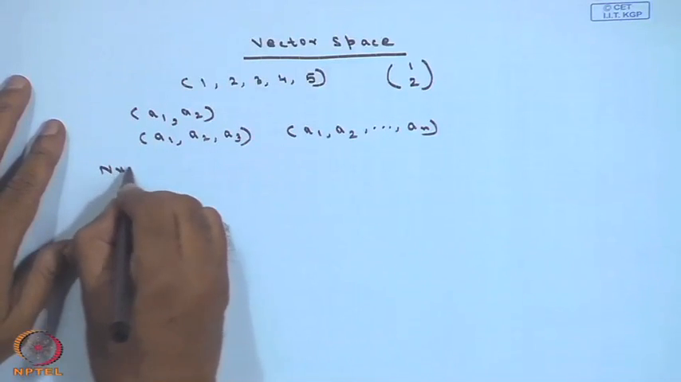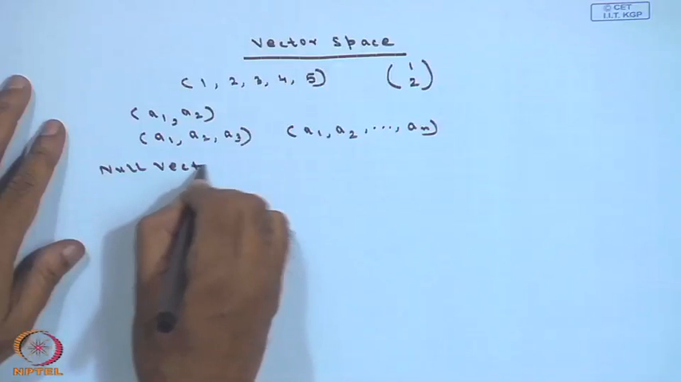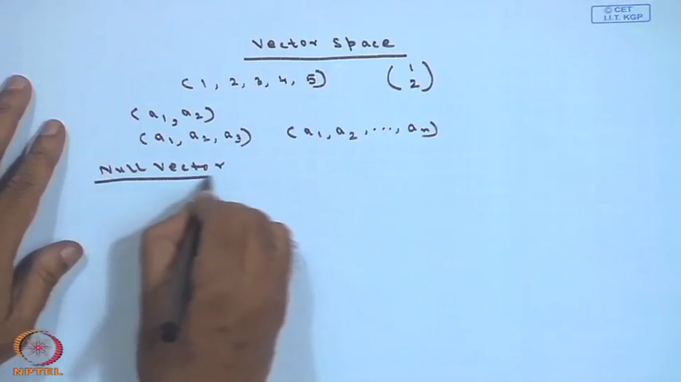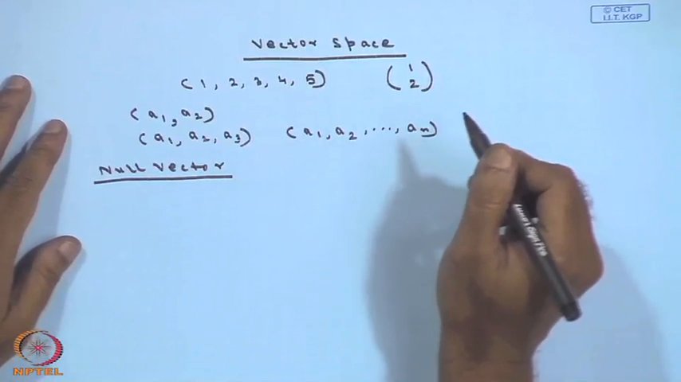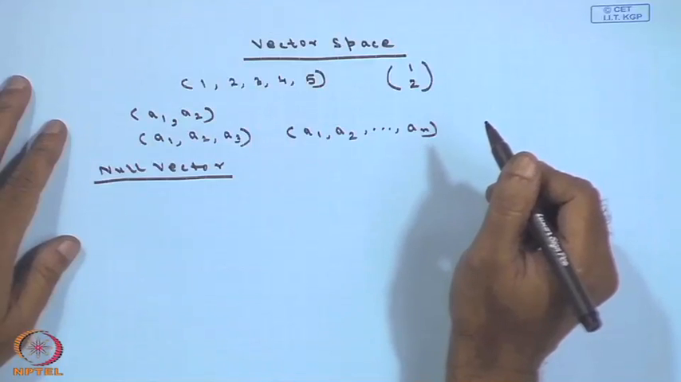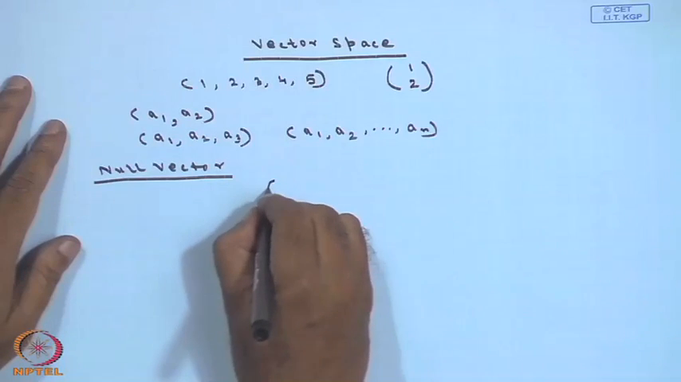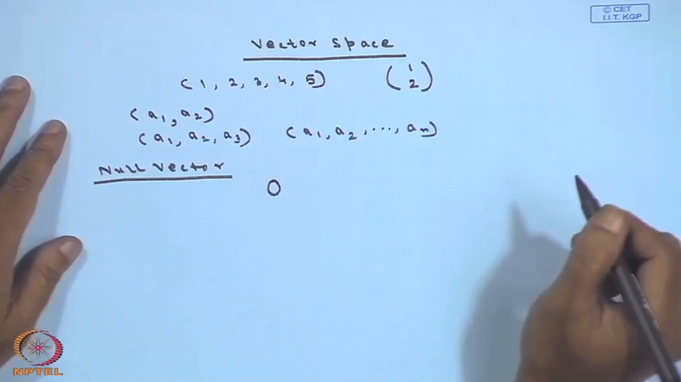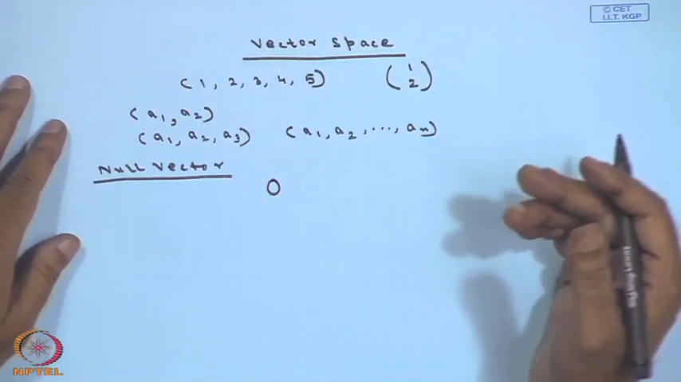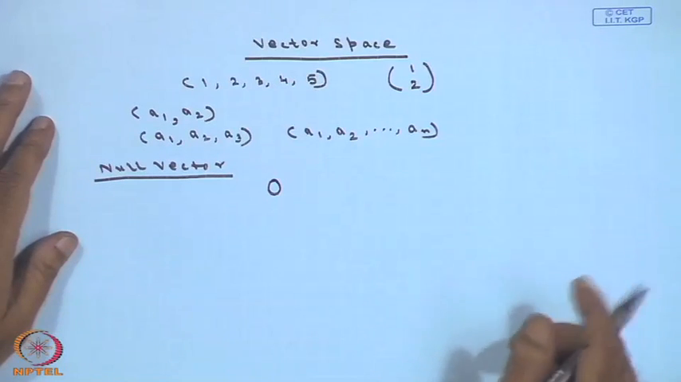Now, come to the null vector. Null vector is a vector whose components or elements are all 0. We denote it something like this way. So, null vector is the vector whose components are all 0.